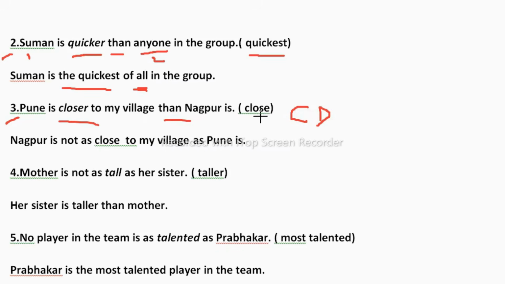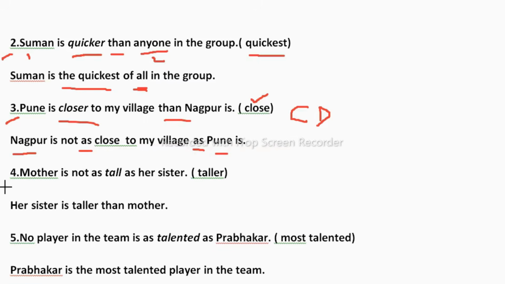So as I told you, when we are comparing the same quality in two things, we have to use the positive degree along with as. So here, Nagpur is not as close to my village as Pune. Here they are talking about Nagpur and Pune, which have both qualities. They are comparing both qualities. So it is not as close as Pune to my village. That's why they have used this. Along with this as... as, we have to use the positive degree.